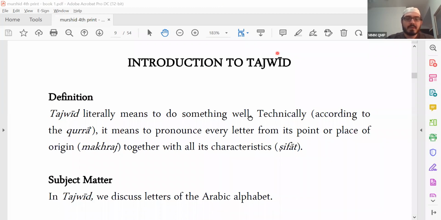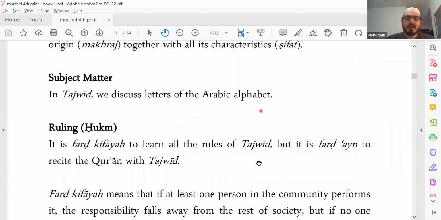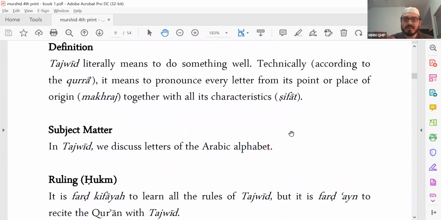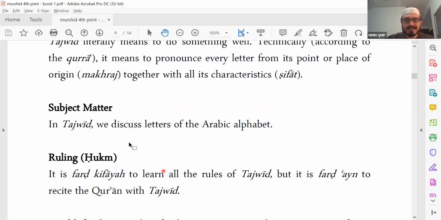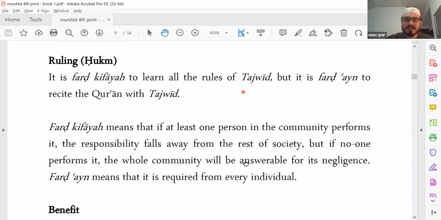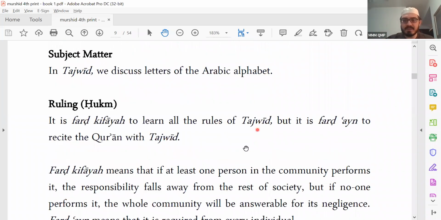Okay. Now, what is the ruling or the hukum of Tajweed? So the ruling means, in terms of Islam, right? Is it something which is fard? Fard means, is it a must? Is it something which is mustahab, something which is preferable, or so on? So the ruling is, it is fard kifaya to learn all the rules of Tajweed, but it is fard ayn to recite the Quran with Tajweed.